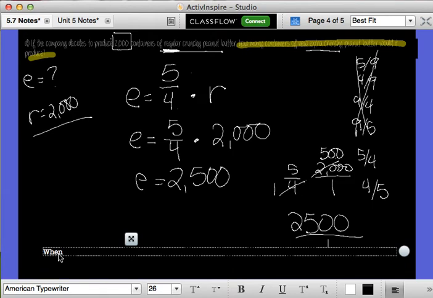So when 2,000 regular crunchy containers are made, then 2,500 extra crunchy containers should be made.